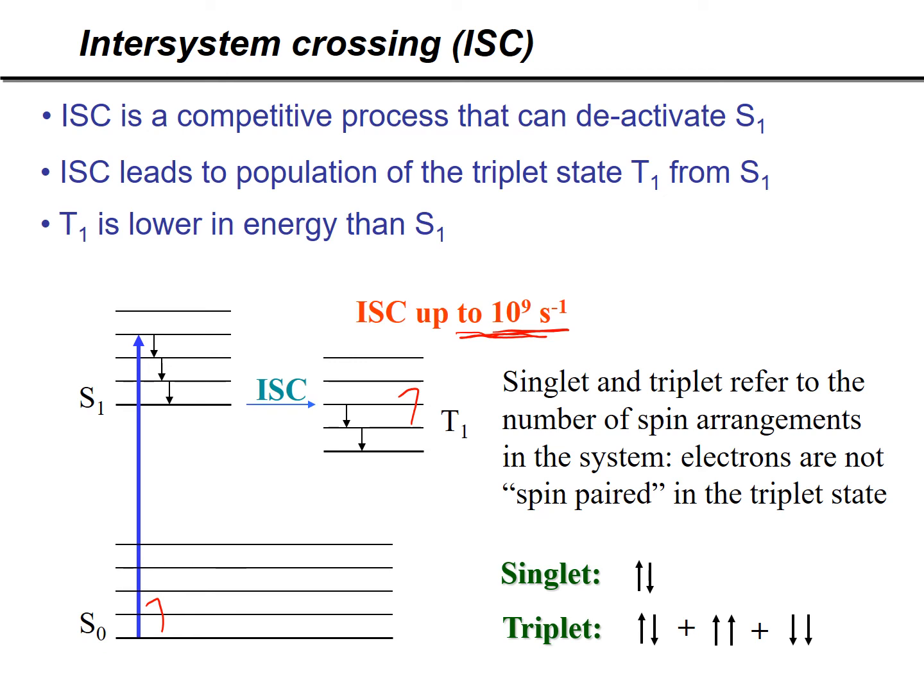And the name triplet comes from the fact that there are now 3 arrangements that these electrons can have. They can both be up, they can both be down, or they could be paired. It doesn't actually matter. And just like in NMR, when you're looking at spins, the probability is 1 to 2 to 1.